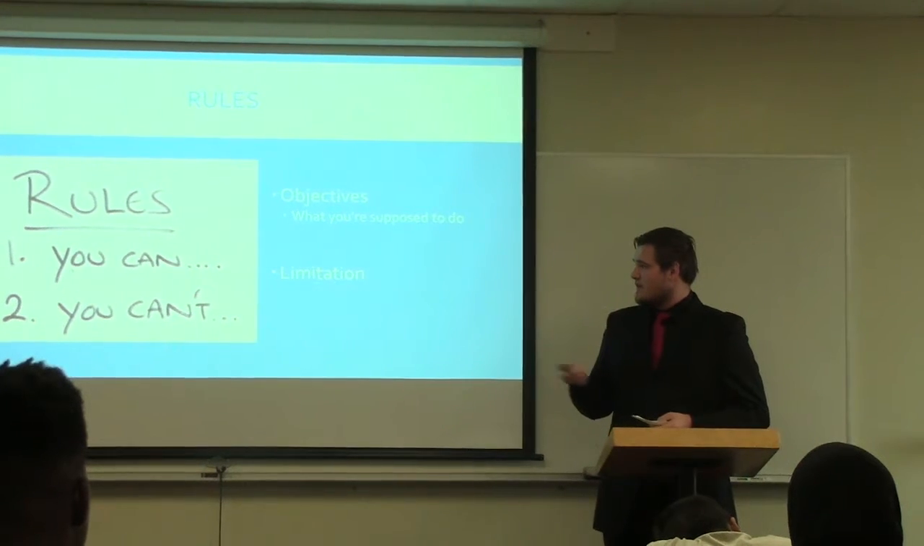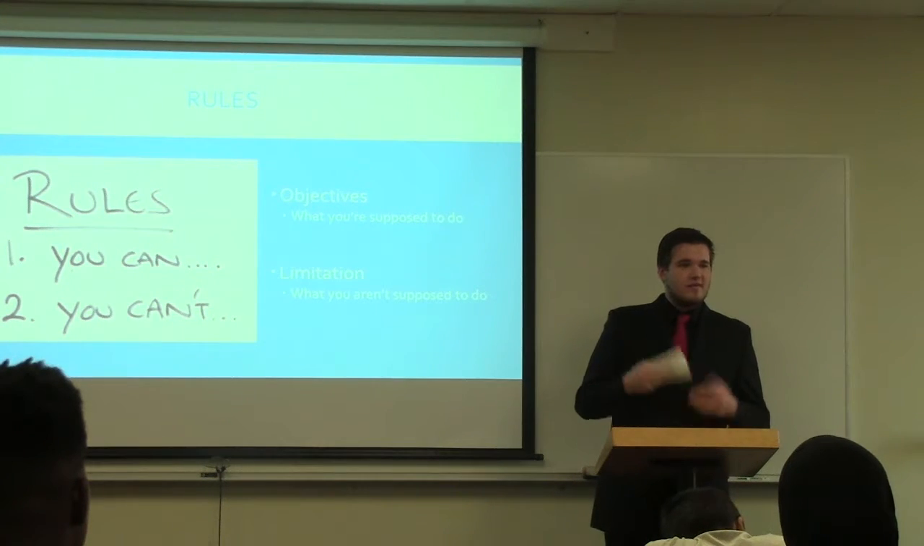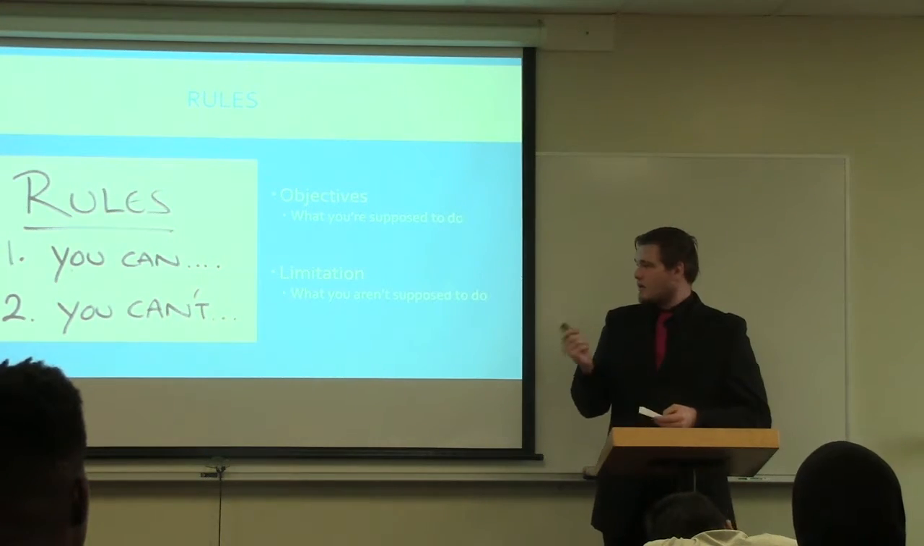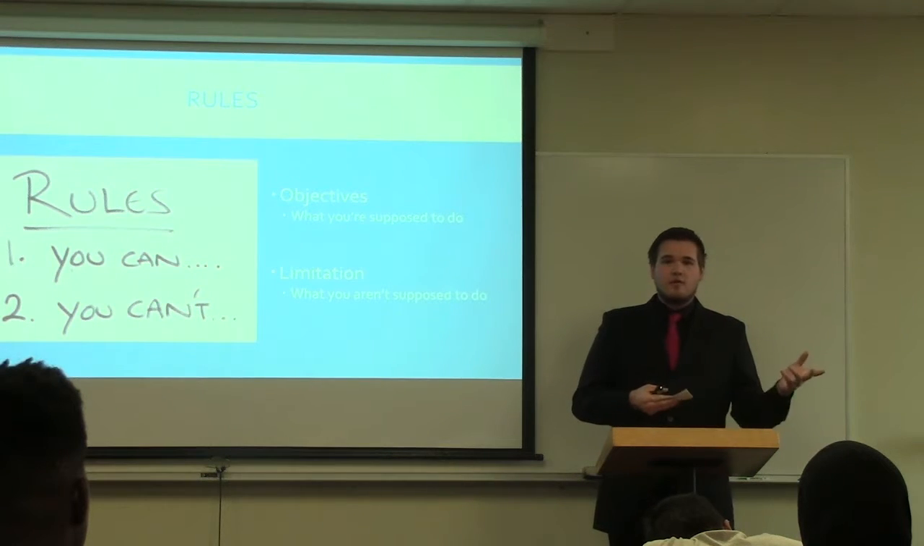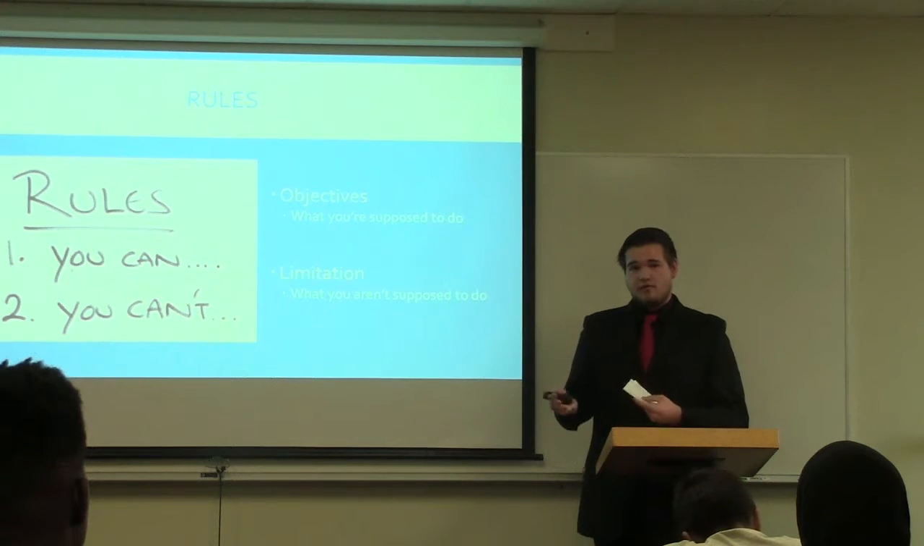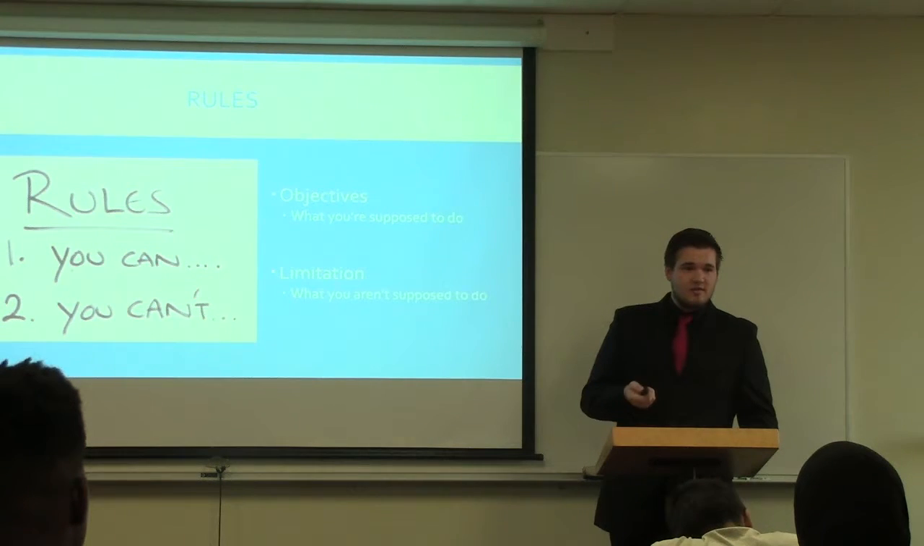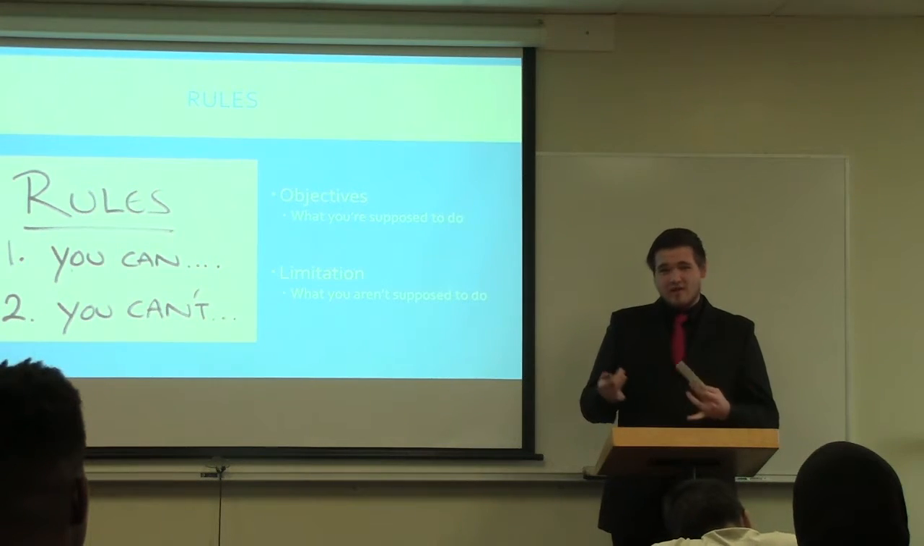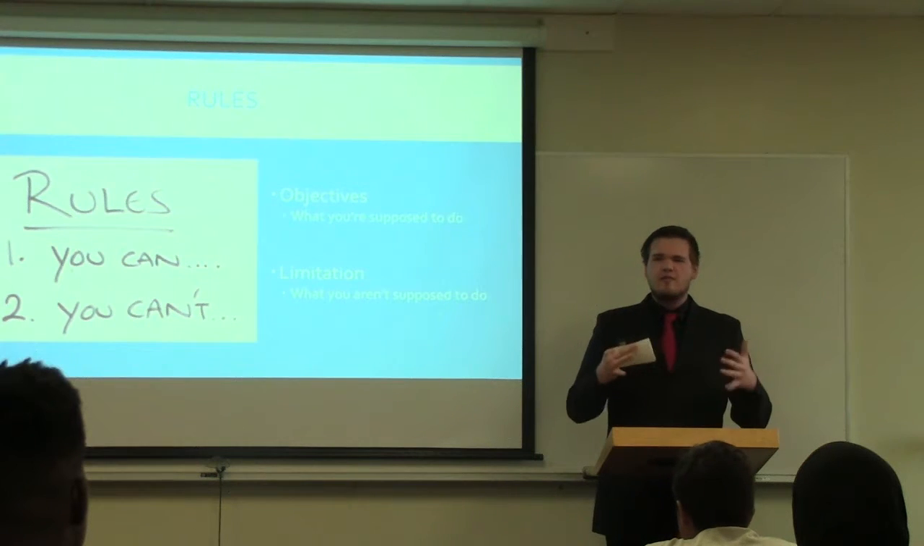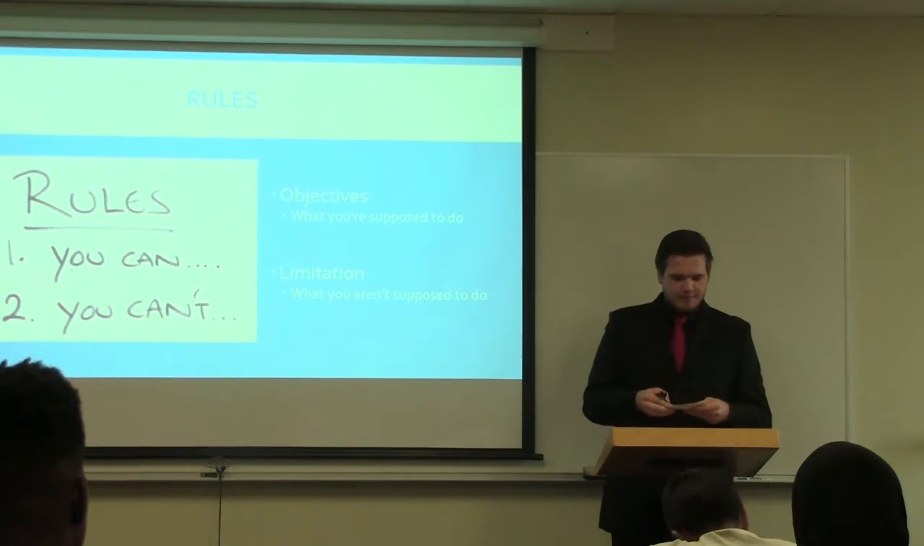The next part is limitations. This is what you're not supposed to do. This is how you lose your game. Our speeches also have limitations. We can't go over 6 minutes. We can't go under 5 minutes. We have to have an outline. While objectives and limitations are different, they oftentimes coincide, so we have to make sure they get designed together.